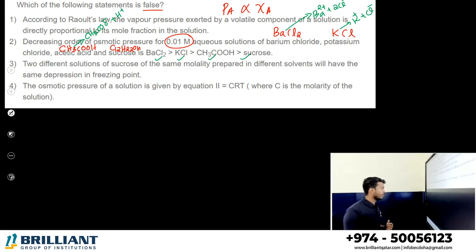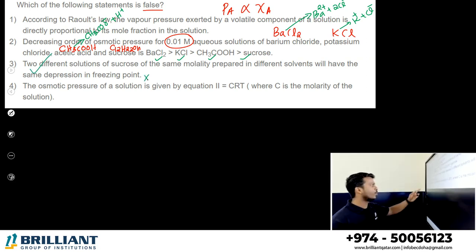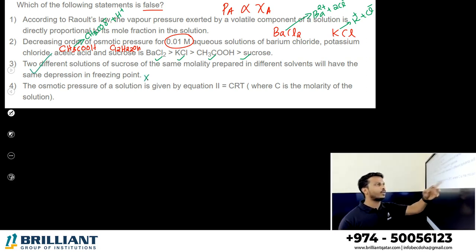Option three: two different solutions of sucrose of the same molarity prepared in different solvents will have the same depression in freezing point, delta T. Possible? No. This is your correct answer, the third one. The osmotic pressure of a solution is given by pi equal to CRT. Correct. Let me explain the third point.